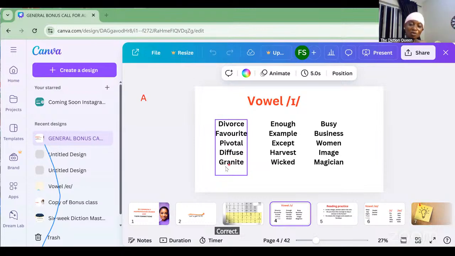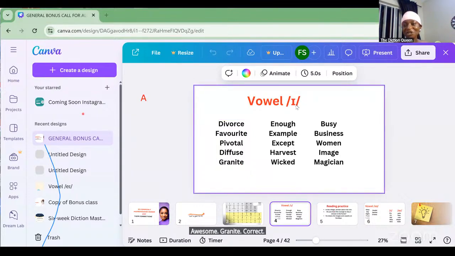Diffuse, awesome, granite. Correct. Thank you. So let's proceed to practicing other words.